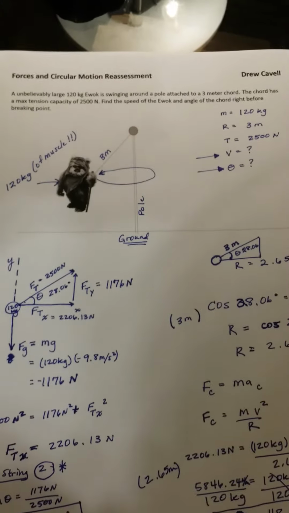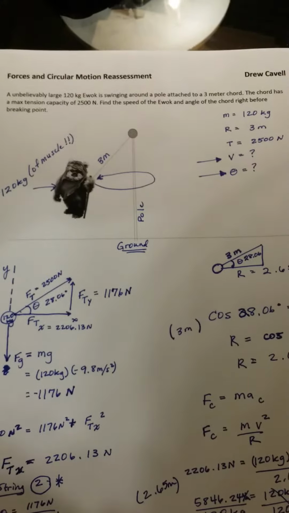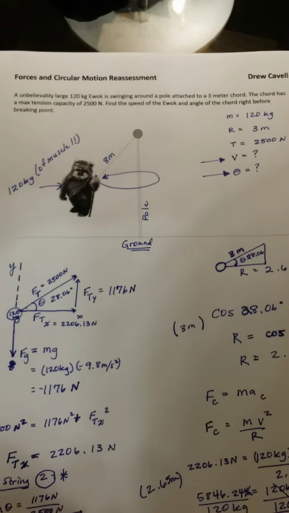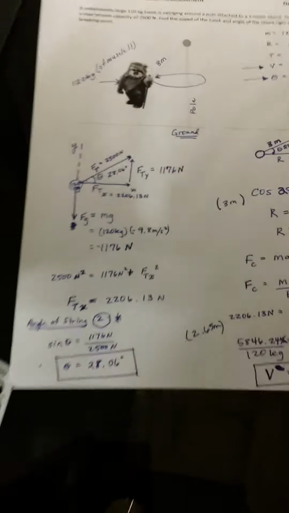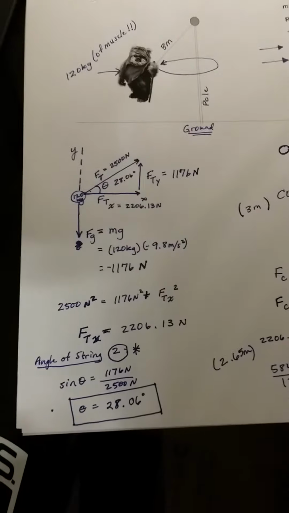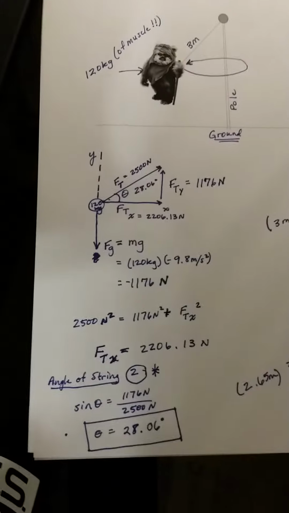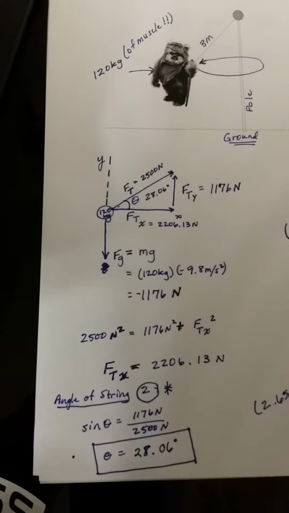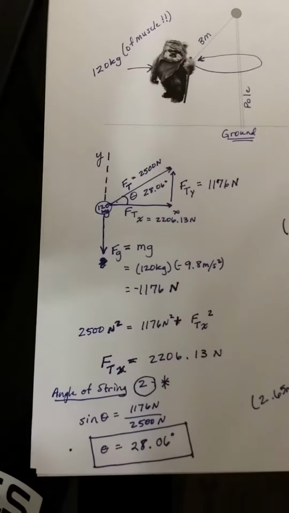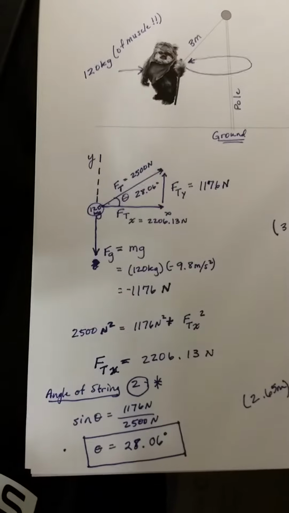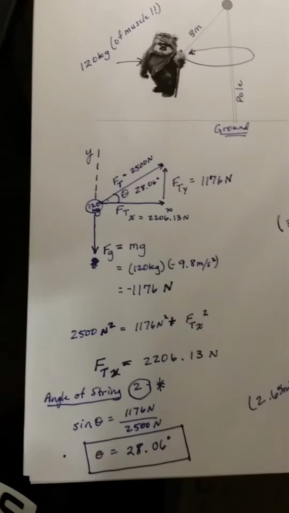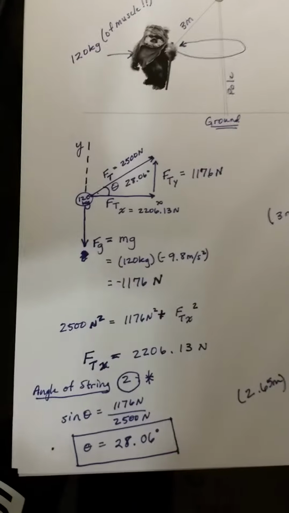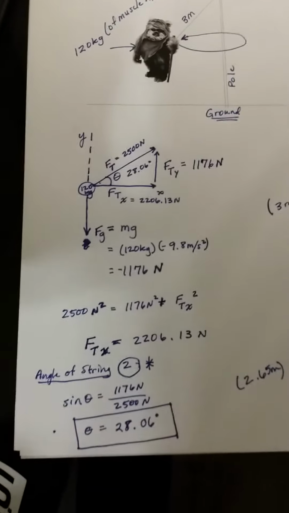So what we need to find is the speed of the Ewok and the angle of the cord right before the breaking point. So what we're going to do here is first set up our free body diagram. We have a force of gravity pulling down on it, and then we also have the force of tension pulling back towards it at an angle of 2,500 newtons.